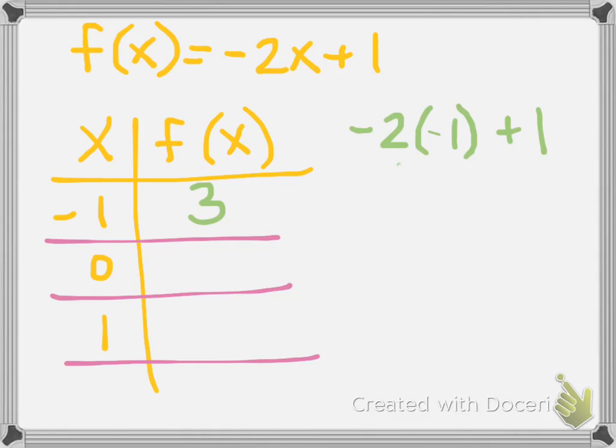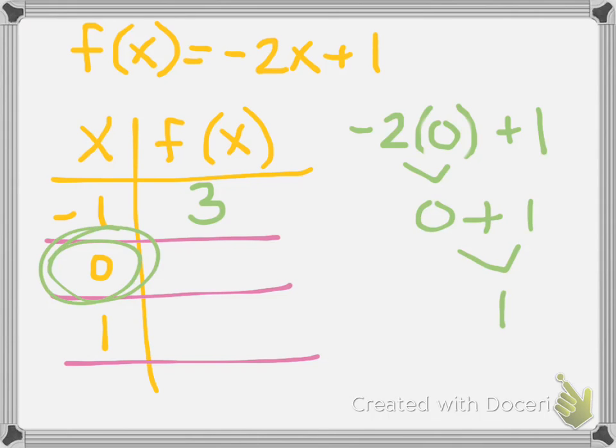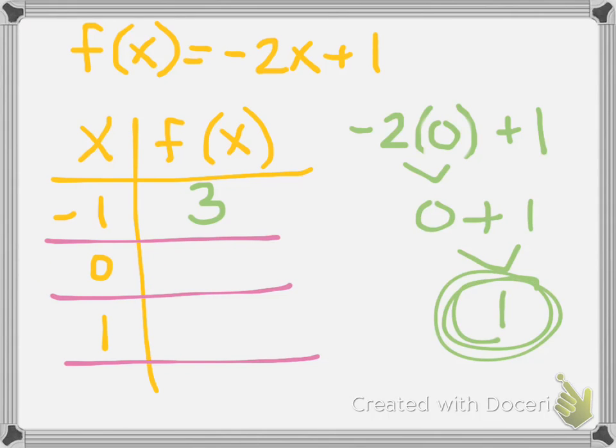We'll do the exact same thing for the other values in our table. The other values here are 0 and 1, so let's do them one at a time. I'm going to take this 0 and plug it in. -2 times 0 is 0, plus 1 is 1. So when x is 0, the function of x was 1, I can plug that into my table.